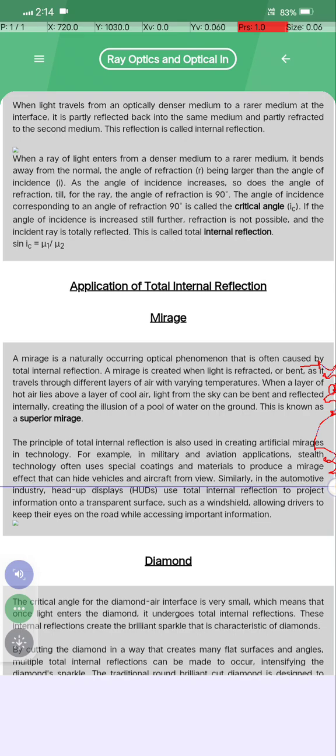Similarly, in the automotive industry, head-up displays (HUDs) use total internal reflection to project information onto a transparent surface such as the windshield, allowing drivers to keep their eyes on the road while accessing important information.